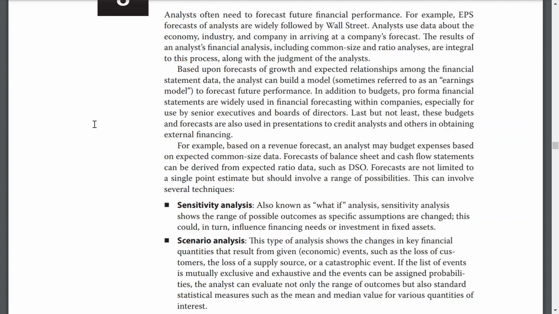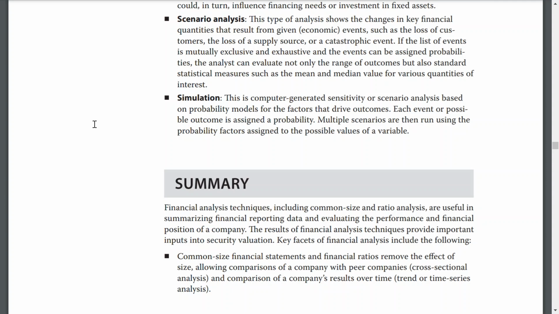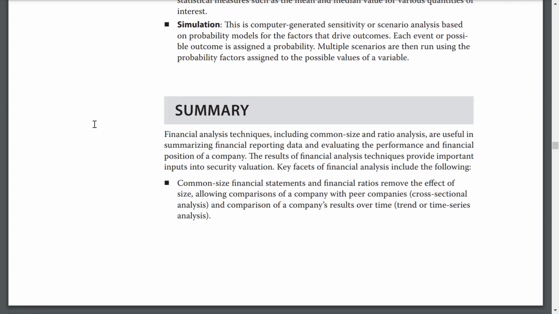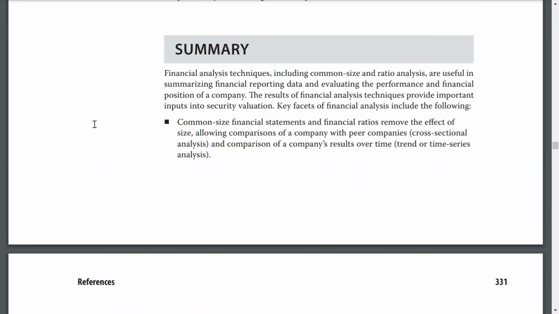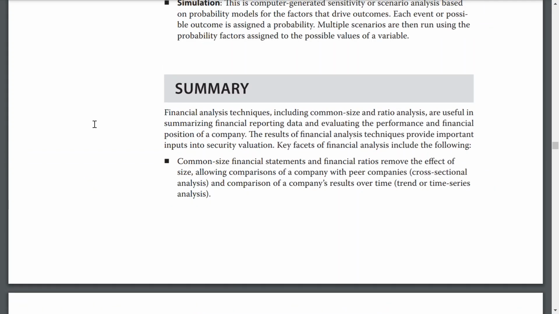This can involve several techniques: sensitivity analysis, scenario analysis, simulation. Okay, a summary. Phew, my reading session is 1.5 hours. I have sat in this chair reading CFA level 1, reading 26, and drinking my green tea. I've been here for half an hour, or 1.5 hours already. I'm glad to see the word summary.